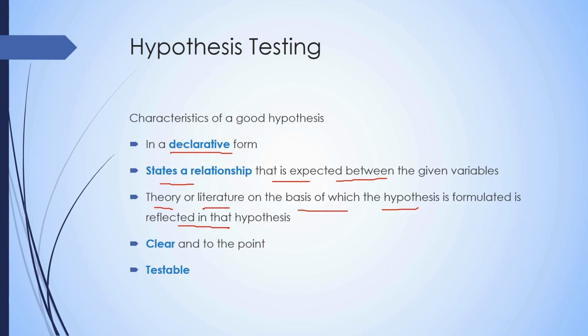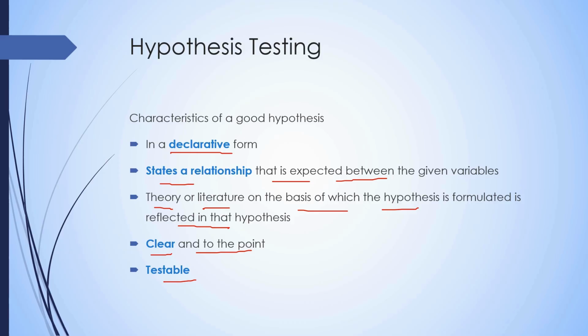It should be there in my hypothesis also. The fourth characteristic of a good hypothesis is that it should be clear and to the point. No beating around the bush. Shorter, sweeter, clear and to the point. The last one, it should be testable.